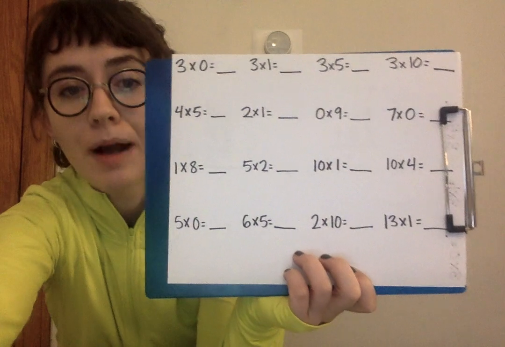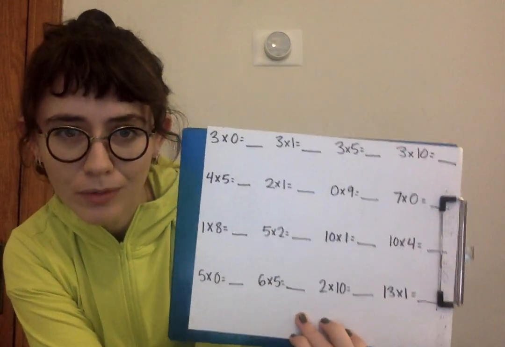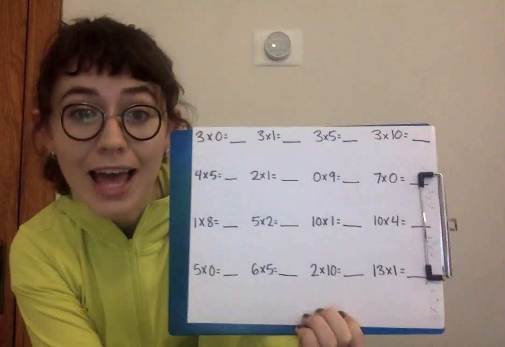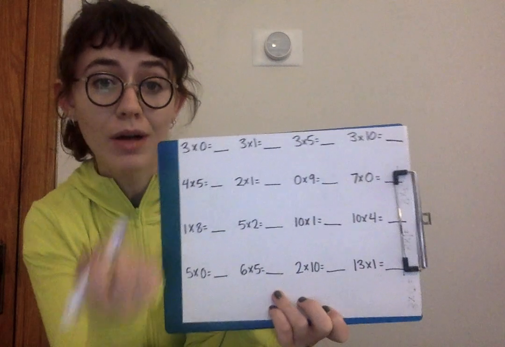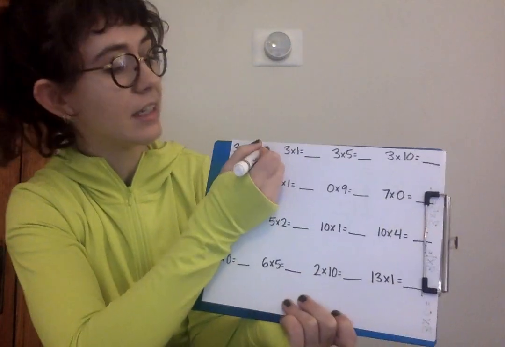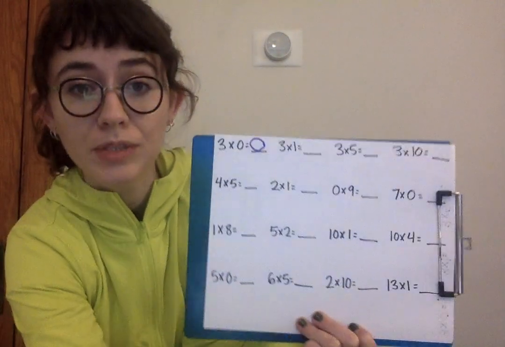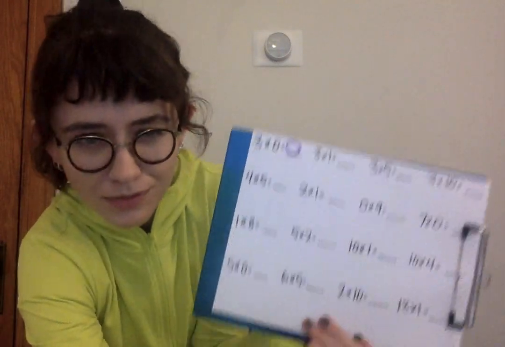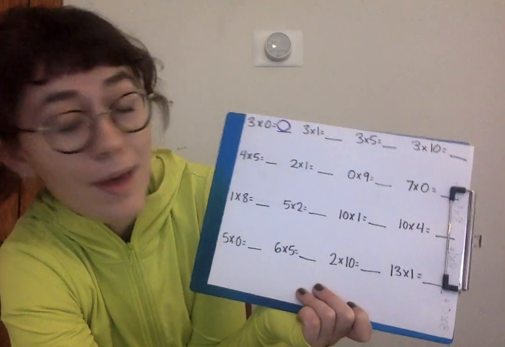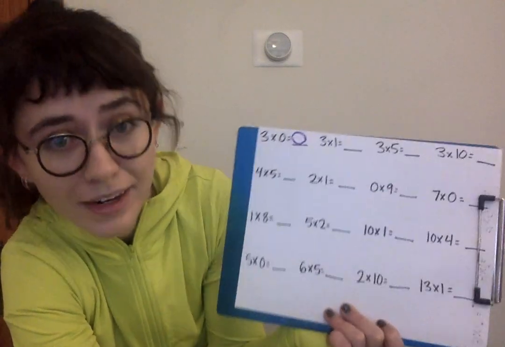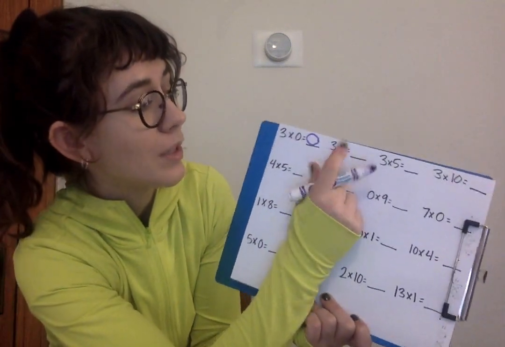So, in this first problem, we have 3 times 0. I wonder if you guys remember what our rule for zeros is. Anything that we multiply by 0, the product is going to be 0. So 3 times 0 is 0. The next one says 3 times 1, so 3 groups of 1. What's our rule for multiplying by 1s? I remember it's that if I multiply by 1, the product is going to be the value of the other factor. So I multiplied 3 times 1, so it's going to be 3.